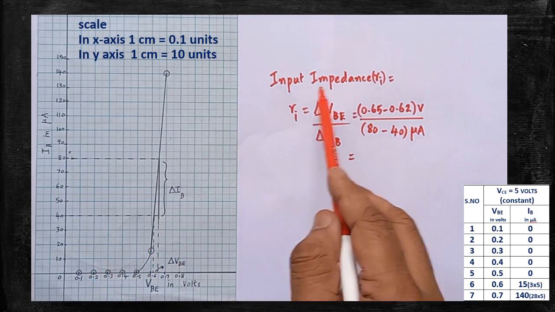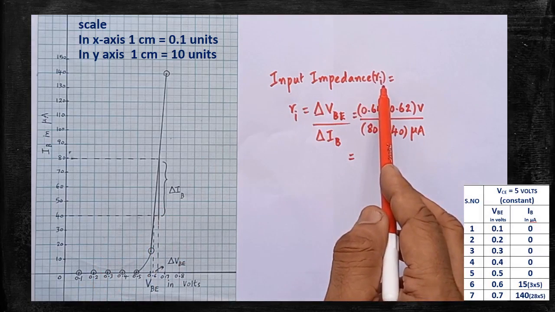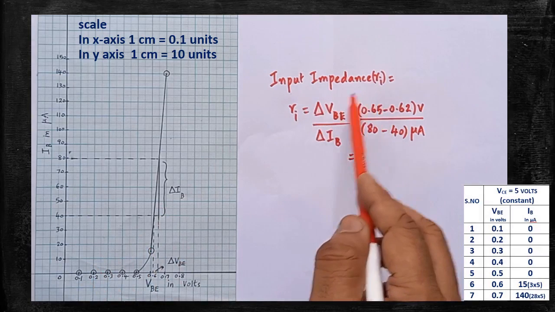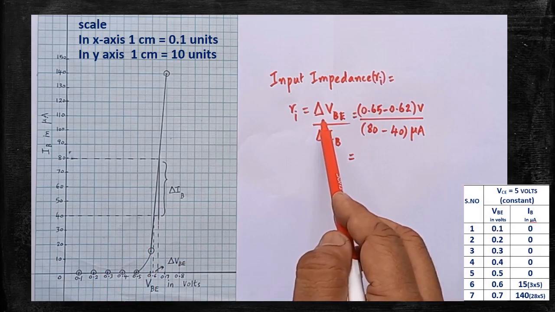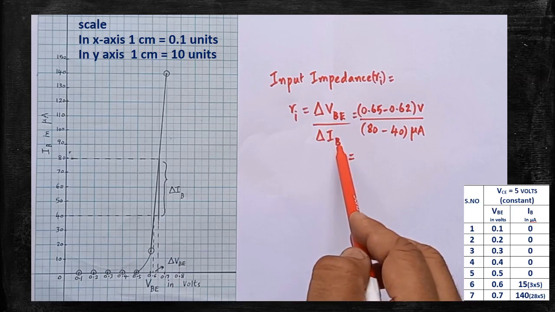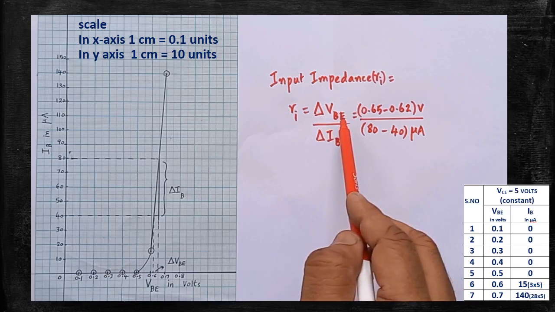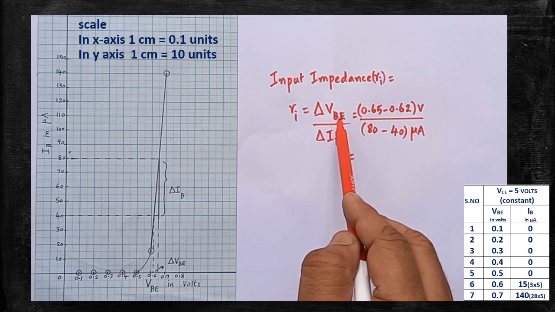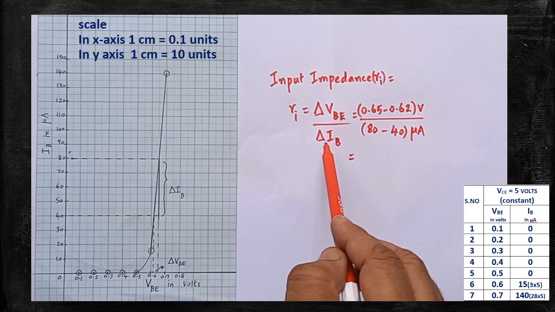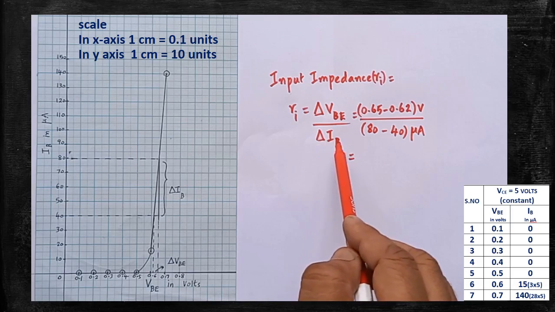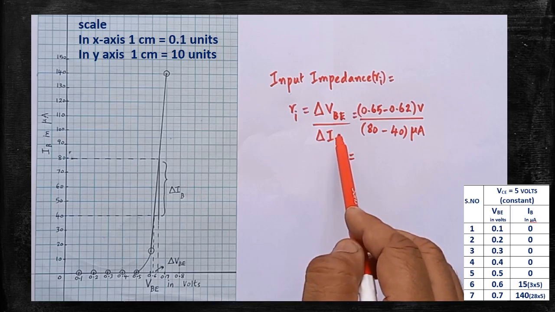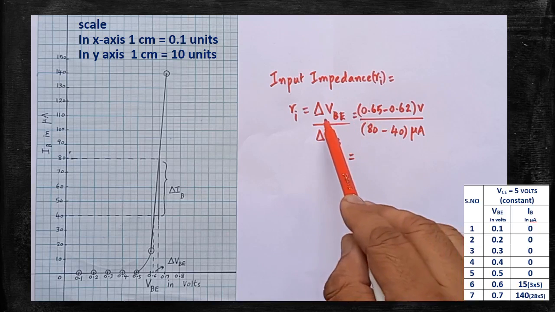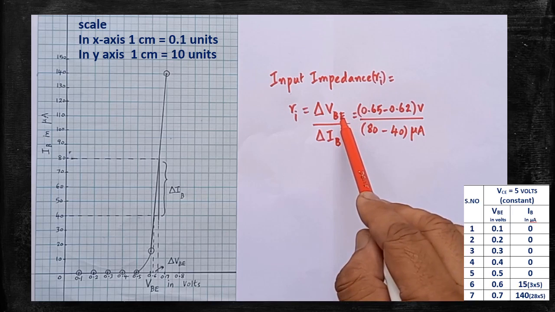Now to calculate the input impedance, the formula is: Ri is the symbol for input impedance. Ri is equal to del VBE divided by del IB. This is the formula. Del VBE means the difference in base and emitter voltage. What is del IB? The difference in base current. Between these two, the ratio is to be taken. How to calculate del VBE?